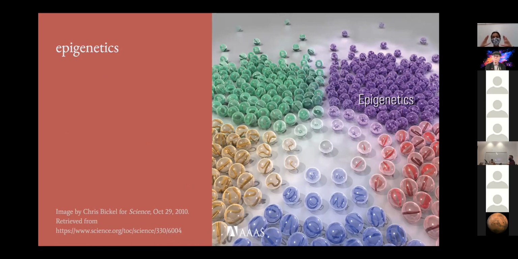Stem cells are able to access a lot more of the genes than specialized cells are, because as you specialize, these genes get turned off or silenced. Genes that are irrelevant to the fate that you're working towards get turned off and they're not accessible to you anymore. This is an image from the cover of Science magazine in 2010.